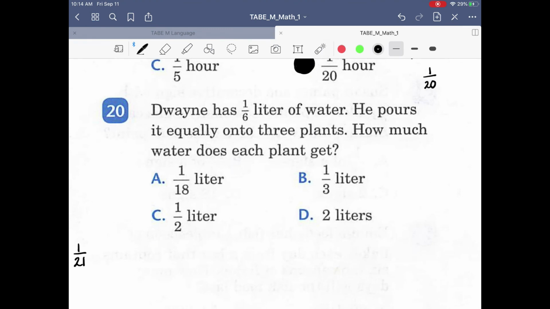Dwayne has 1/6 of a liter of water. He pours it equally onto 3 plants. How much water does each plant get? So 1/6 divided 3 ways would be 1/18 of a liter. So if you divide a liter into 18 equal parts, he's giving each plant one of those.